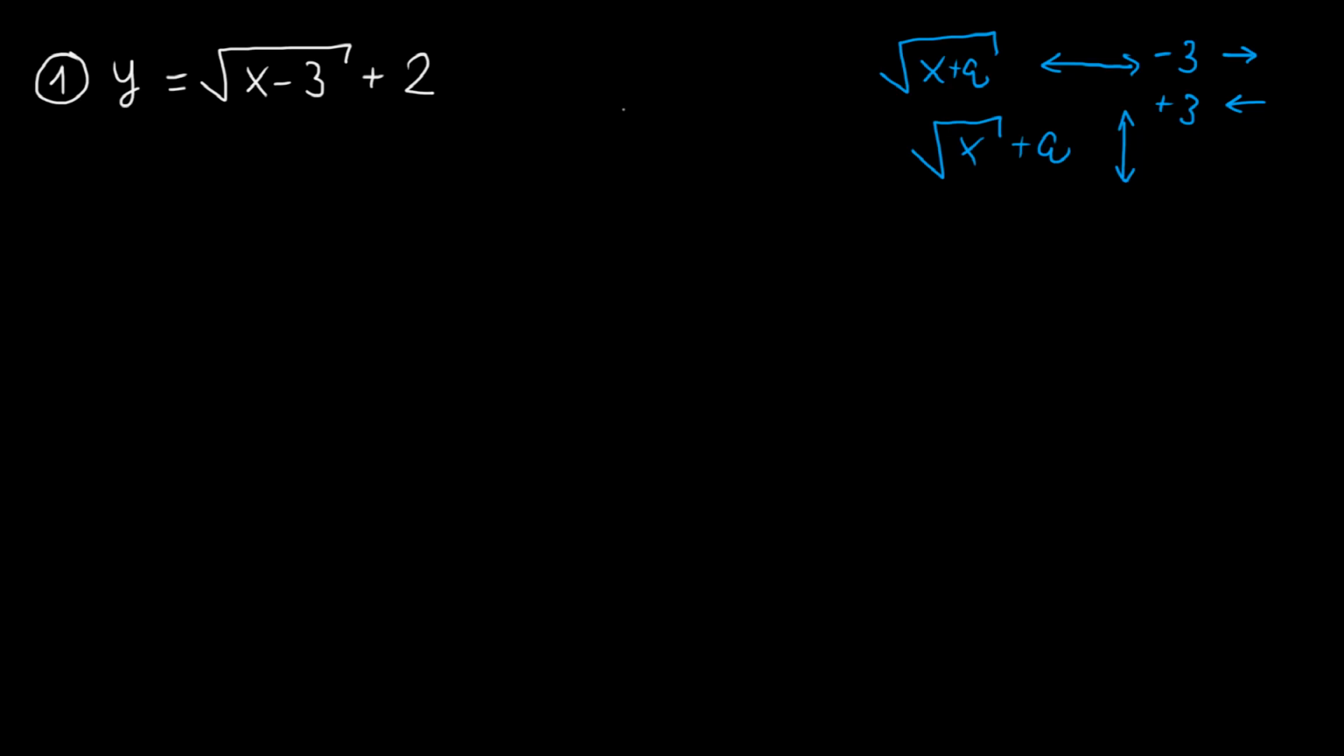So what do we do now? The first thing is to write down where the function is shifted. If we were to draw the square root of x, this square root of x would be shifted 3 towards the right and 2 upwards. It's just a good understanding of where it shifts.